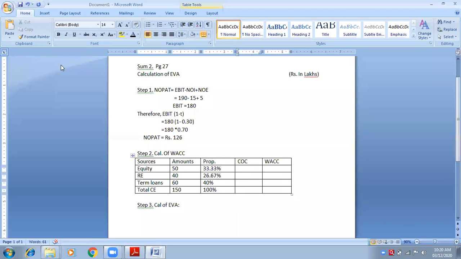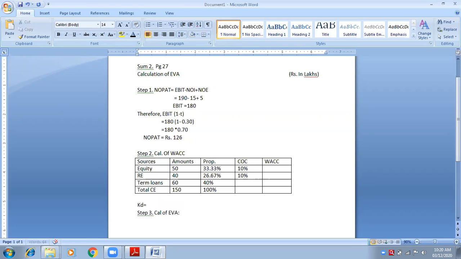So always remember equity and retained earnings are one and the same thing. It means if the separate cost of capital is not given for retained earnings, you can take it as cost of equity also. So cost of equity is 10%, cost of retained earnings is also 10%. Cost of debt is 12%. But I don't want the direct 12%, I will write here Kd.